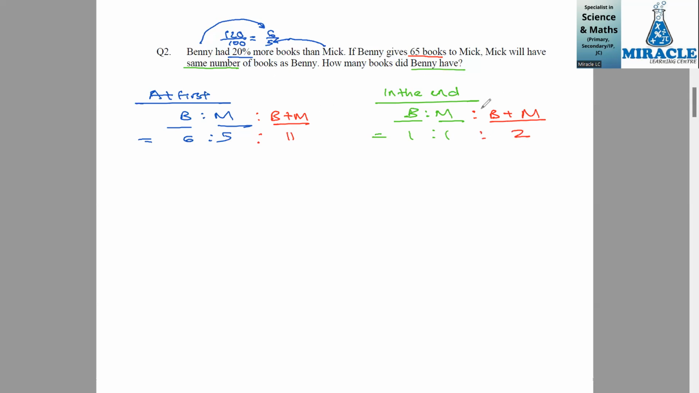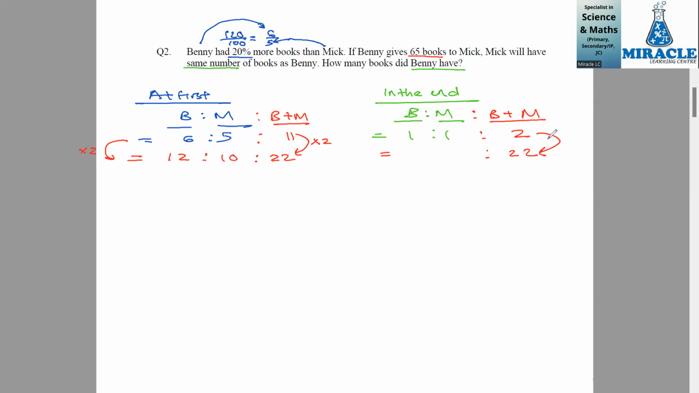So since these two variables are the same, we need to make their total number of units the same as well. So between 11 and 2, their common multiple is 22. So how do we get 22 from 11? We multiply it by 2. So let's do the same for the rest of the blue ratio. 6 times 2 gives us 12 and 5 times 2 gives us 10.